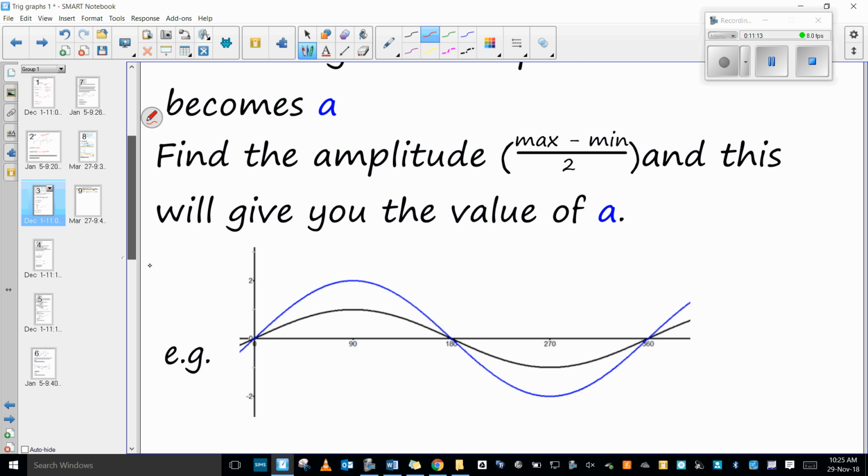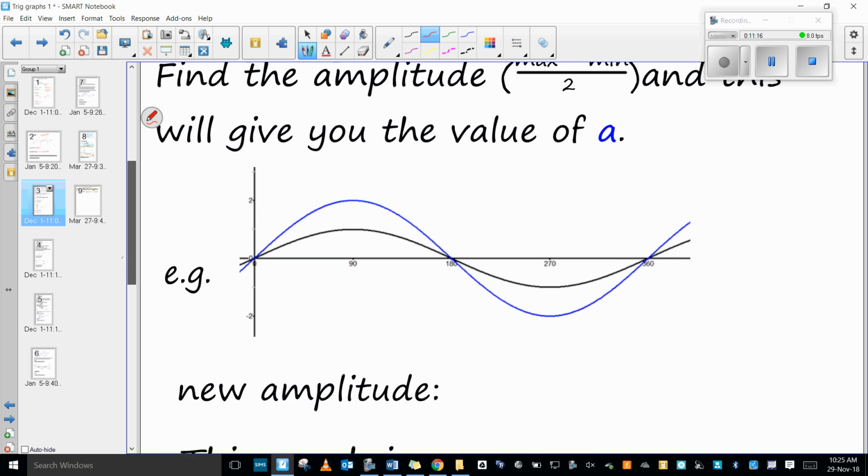So, this one here, first of all, we need to establish, are we looking at a sine or a cosine graph? That's cosine.